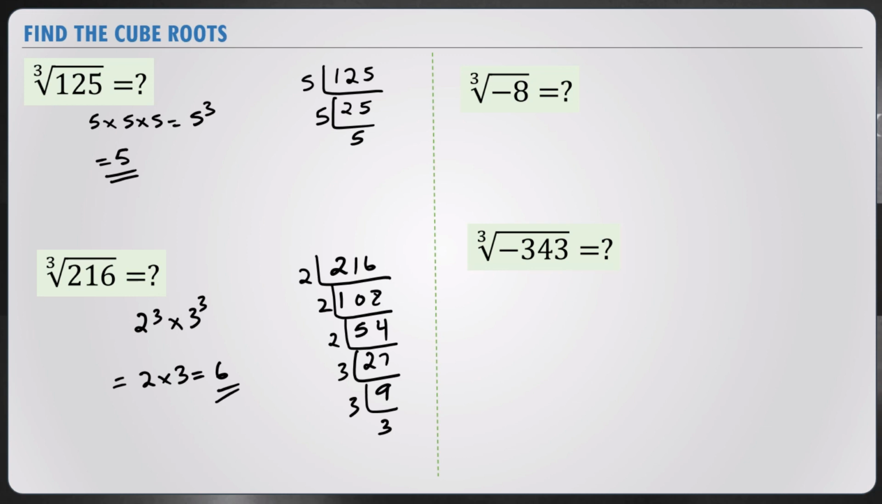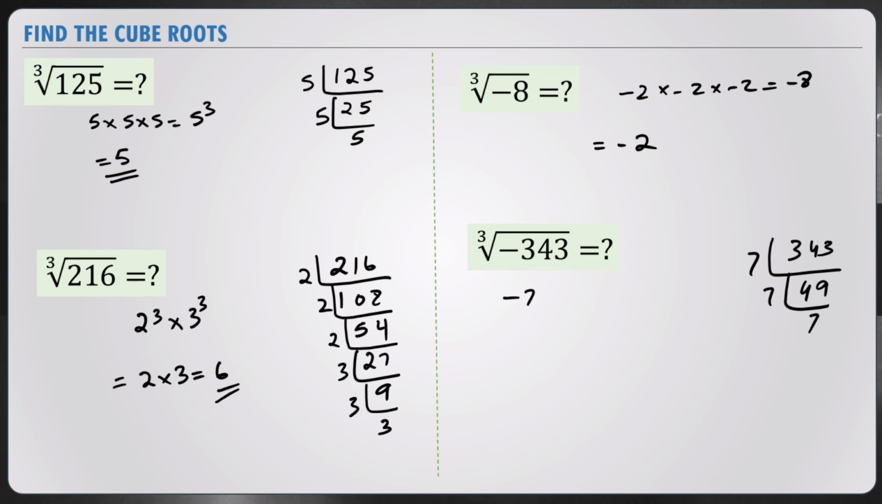And also remember, negative cube roots are possible because here we have negative 2 into negative 2 into negative 2 gives me negative 8. So the cube root of negative 8 is negative 2. When you have, even, 343, let's find the factors of 343. It's 7, 49, 7, and 7. So negative 7 into negative 7 into negative 7 gives me negative 343. So the cube root of negative 343 is negative 7.